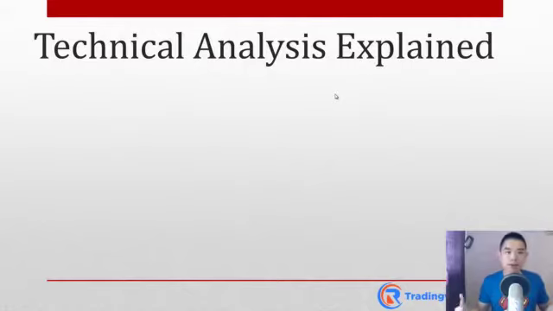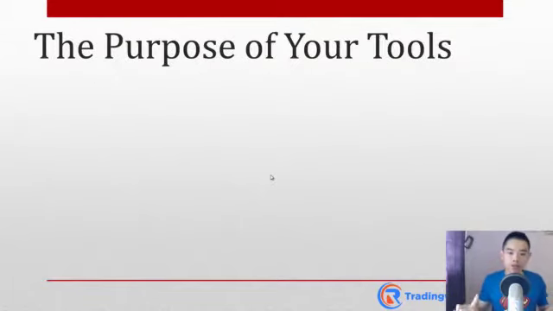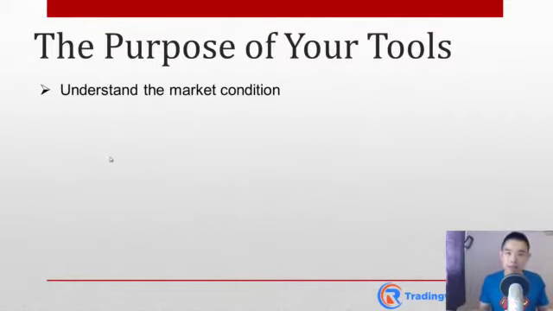So technical analysis, generally, can be broken down into a few categories. I call them number 1, drawing tools. Number 2, candlestick patterns, chart patterns, and indicators. The first thing that you must understand when you're using technical analysis is you must know the purpose of your tools. What is it for? Generally, technical analysis tools have one of these few purposes. Number 1, to help you understand the market condition. Maybe it's in a range, maybe it's in a trend.